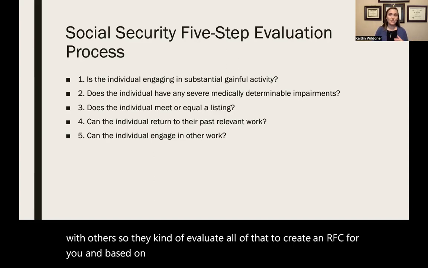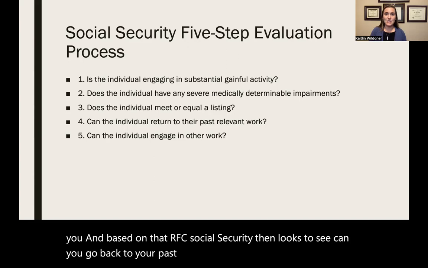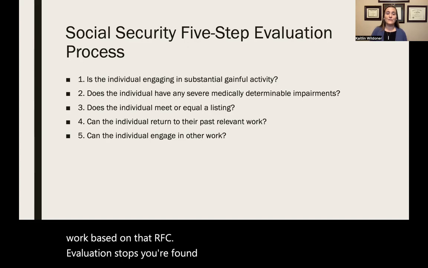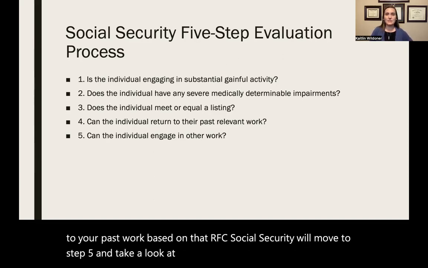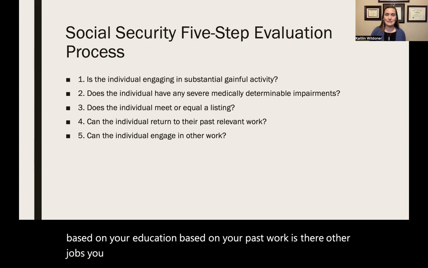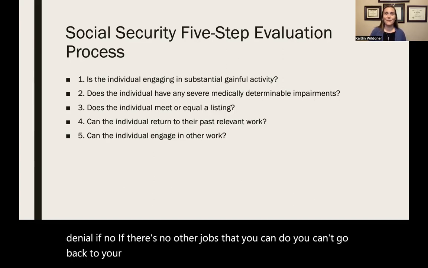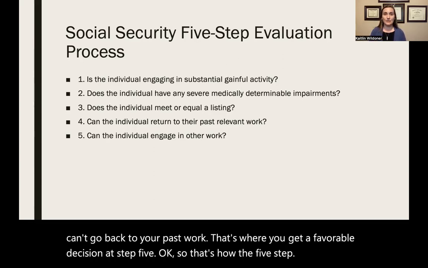Based on that RFC, Social Security then looks to see, can you go back to your past work? If you can, evaluation stops and you're found not disabled. If you cannot, Social Security will move to step 5 and look at, based on that RFC, your age, your education, and your past work, are there other jobs you could do that exist in the national economy? If yes, again, denial. If no, that's where you get a favorable decision at step 5. Okay, so that's how the 5-step evaluation process works for the disability side of the claim.